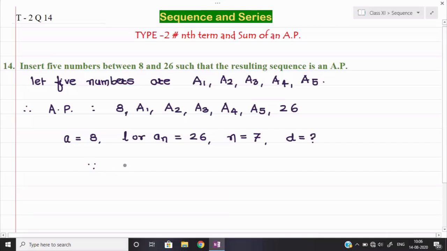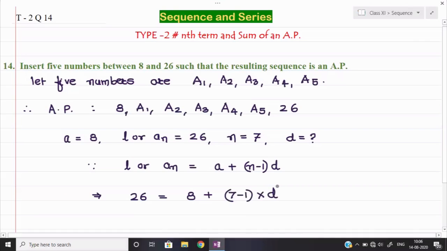Since we know that the value of the last term, or we can say the nth term, is always equal to a plus n minus 1 into d. This is the formula. Put the value of the last term here, that would be 26 is equal to 8 plus n minus 1, and we have how much? 7. So in place of n we can put 7 minus 1 into d, will be as it is because d we are finding it.